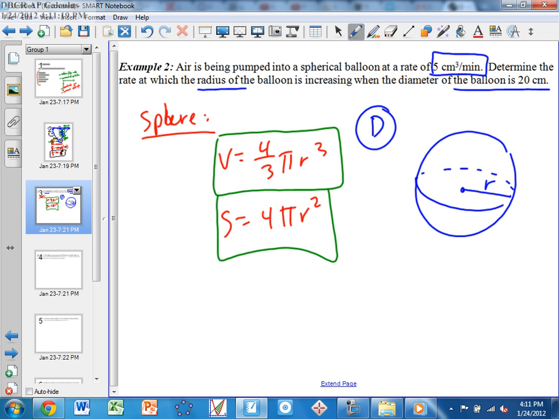This is the surface area. It's 4 circles. See how that's a circle right there? Pi r squared. There are 4 of them on the outside. For volume, you just have to memorize.